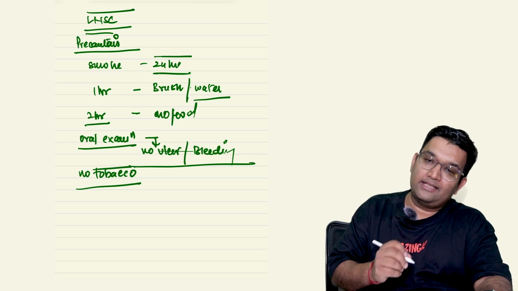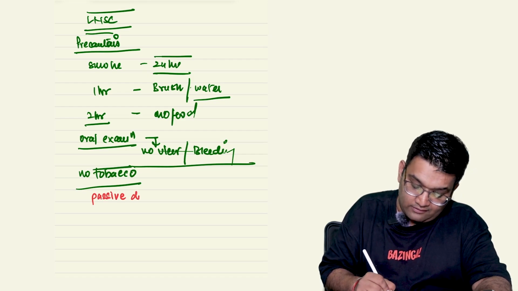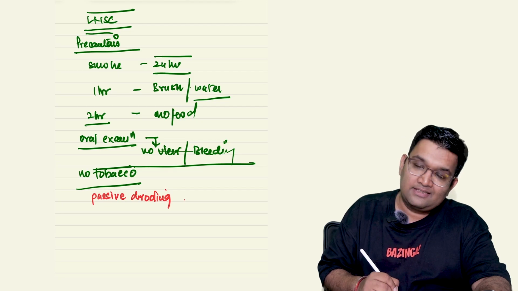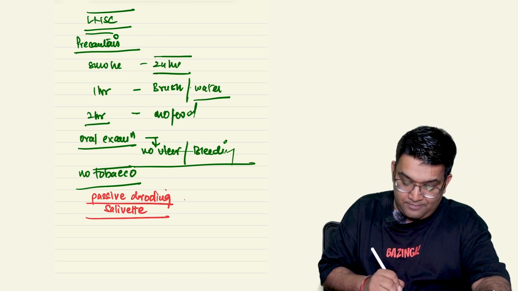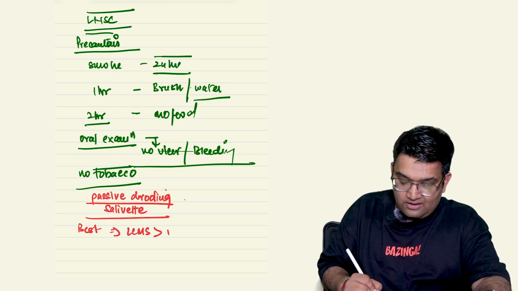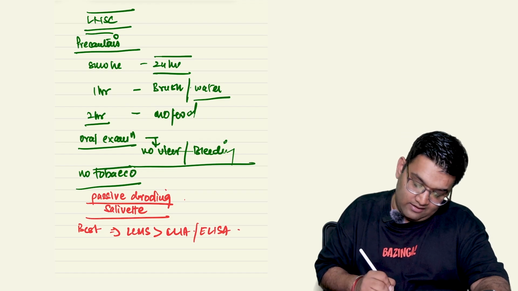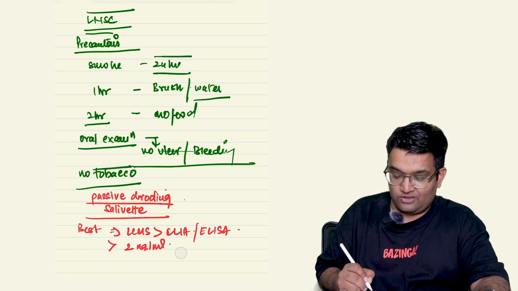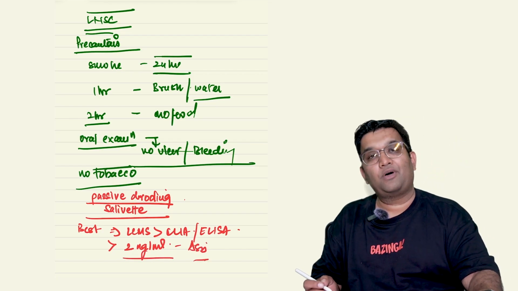That is what it means. The sample is to be taken either by passive drooling, or it has to be taken by salivette. Now, the best assay for this is always LCMS more than your CLIA or ELISA, and a reading of more than 2 nanogram per ml is diagnostic of endogenous hypercortisolemia.